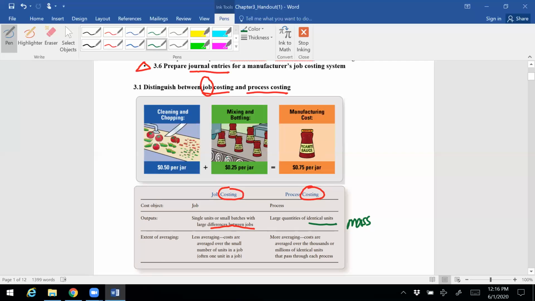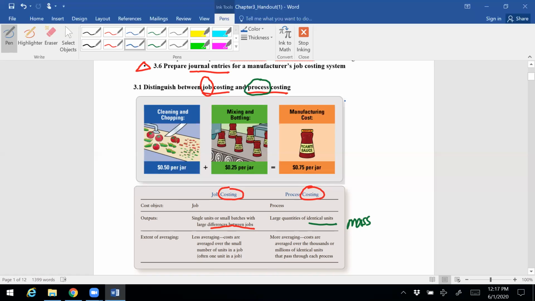So in this situation, we use process costing, which will be discussed in chapter 5, I believe. We don't go there, chapter. So your job is the difference of these two costing.